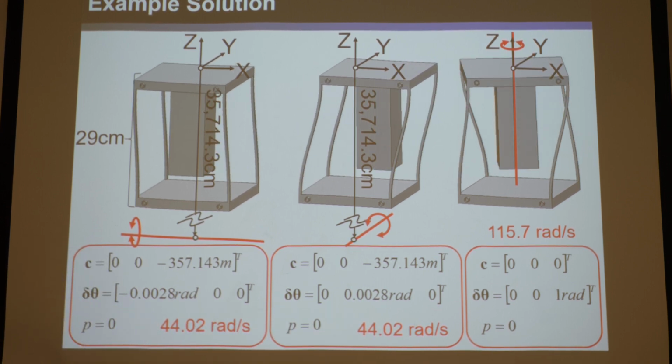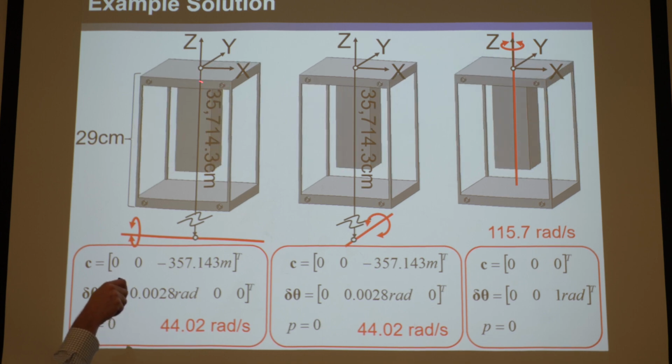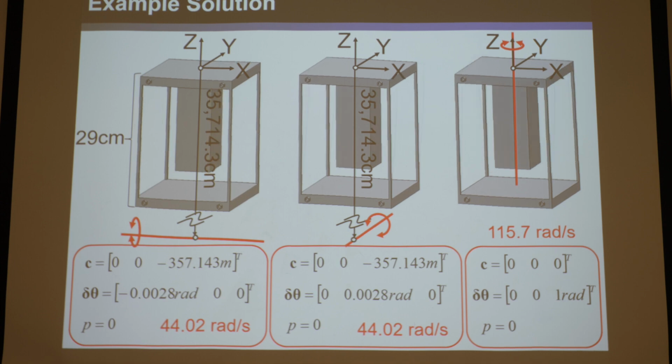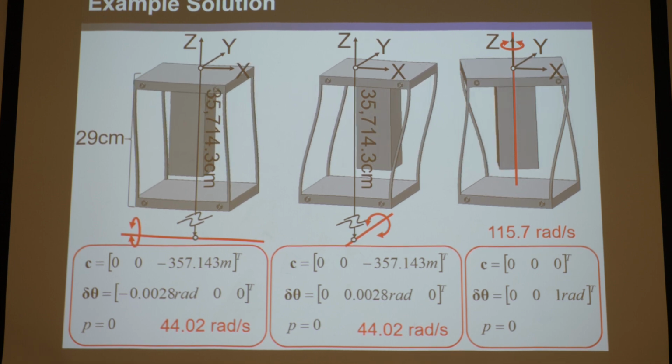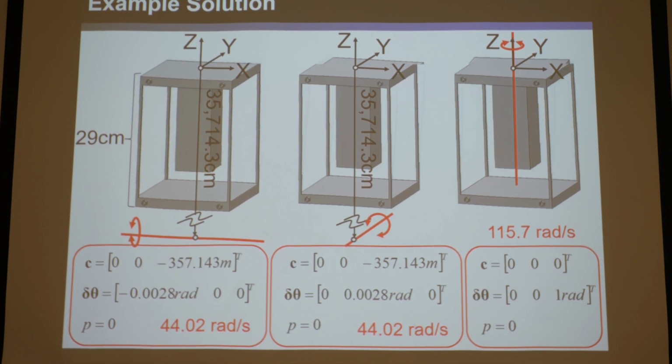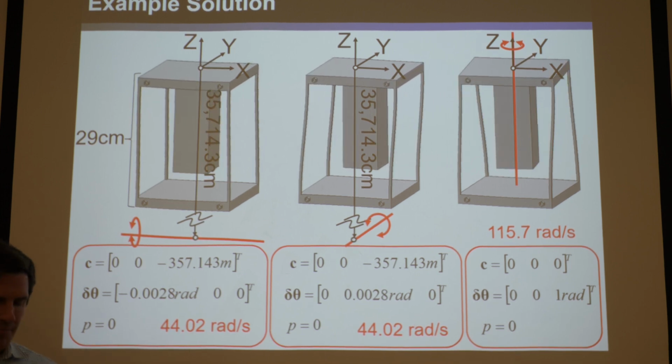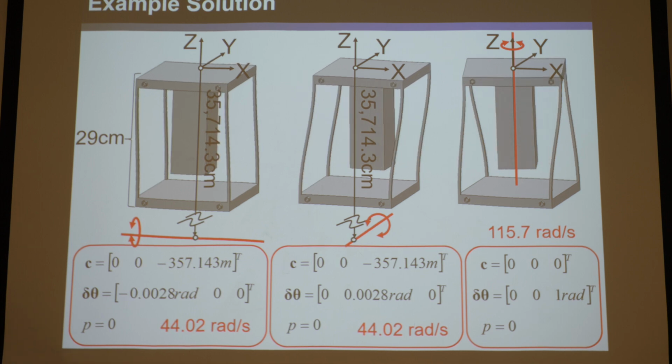In reality, however, and by the way, even in this picture, I have bolts shown here that aren't on this side, so that would dramatically throw off the symmetry, and one of these directions would have a lower natural frequency. But in reality in general, it's impossible for any system to be perfectly symmetric.